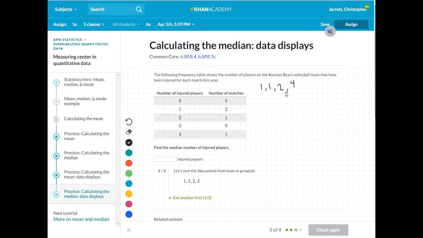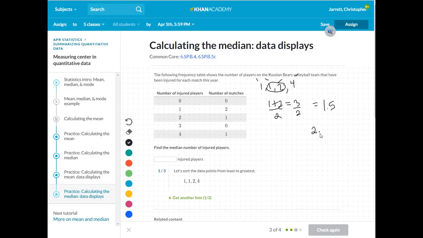So now that we understand that these numbers are in order, what we're going to do is count from the outside. 1 and 4, 1 and 2. Since there are 2 numbers in the center, 1 plus 2 is 3. There are 2 numbers, so you divide it by 2. So 3 divided by 2 is going to be 1.5.